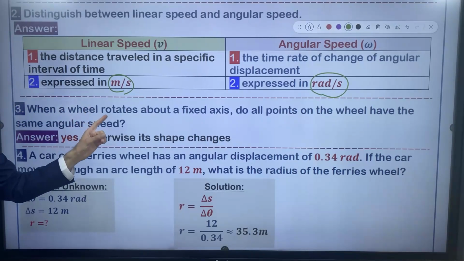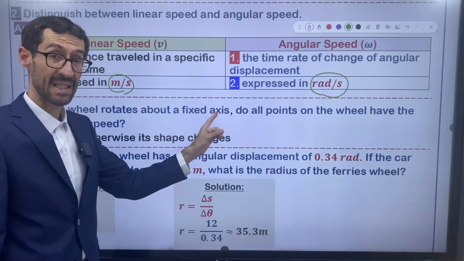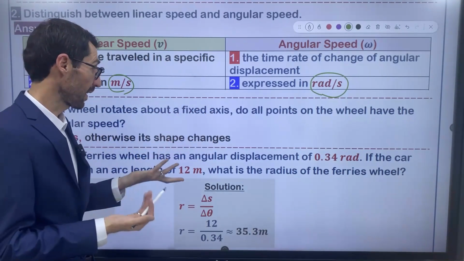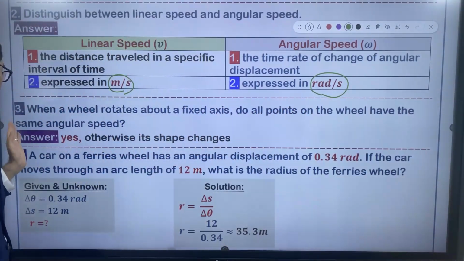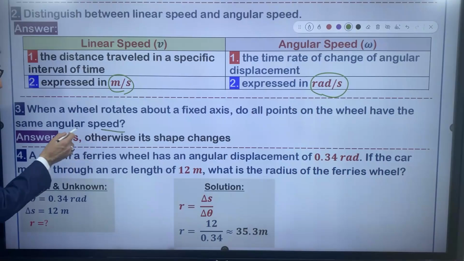Question number 3. When a wheel rotates about a fixed axis, do all points on the wheel have the same angular speed or not?